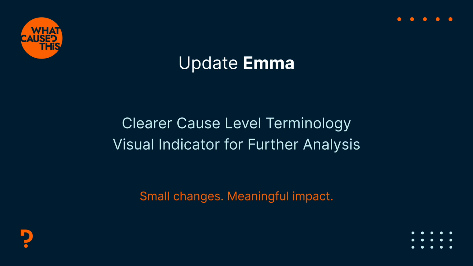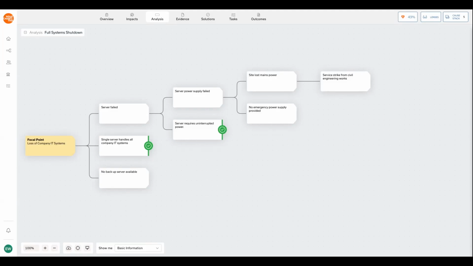So let's see these in action using a relatively simple, basic RCA analysis chart. We can see here we've got a focal point of loss of company IT systems, and there's a few cause boxes that run away from that focal point to explain the event. I'll start with the cause boxes that are closest to the focal point. These are cause boxes that we would typically describe as primary causes.